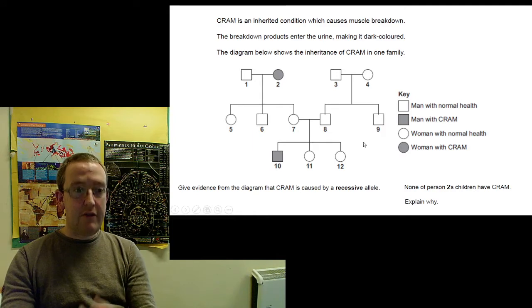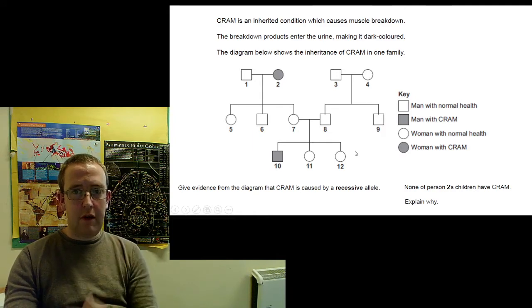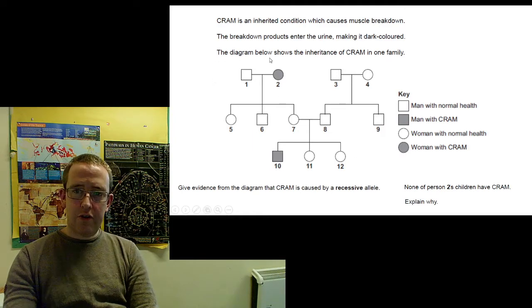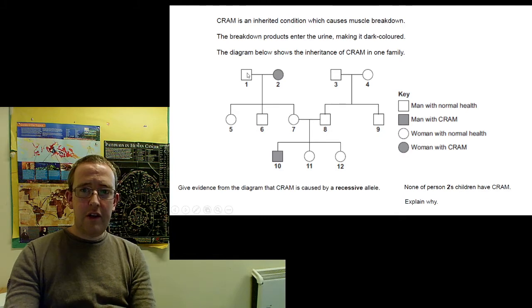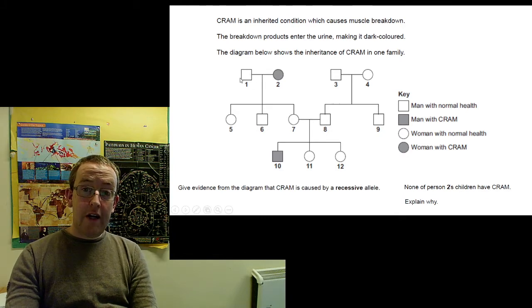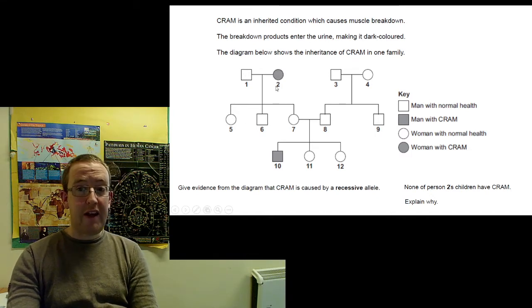Okay, and that suggests, that's evidence that it's caused by a recessive allele. Lots of people in this question go up here and have a look at 1 and 2 producing 5, 6 and 7. Now that's kind of evidence. The idea that 1 might be homozygous dominant, in which case it doesn't matter that this person's recessive because they're all going to get a dominant one. But we could explain that the other way around.